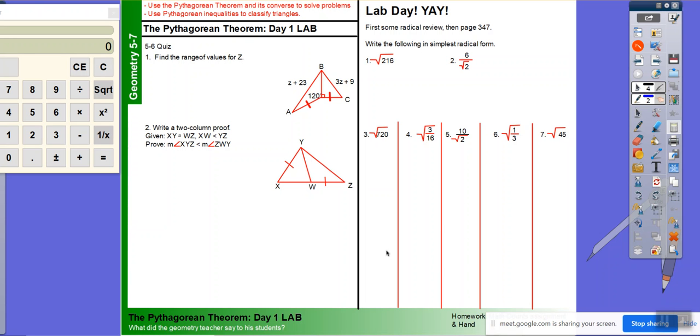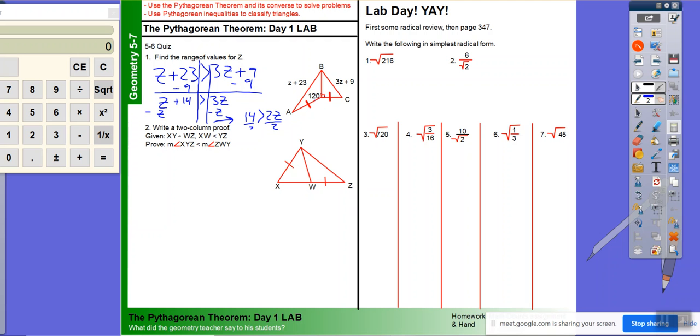Alright, so first you're gonna make a little inequality. Because 120 is bigger than 90 degrees, you know that z plus 23 is greater than 3z plus 9. And then you're gonna do some algebra tricks. You subtract 9 from both sides, and you get z plus 14 is greater than 3z. Then you subtract z from both sides, and you get 14 is greater than 2z. And then you divide by 2 and get z is less than 7.